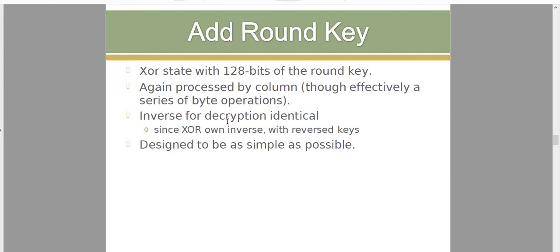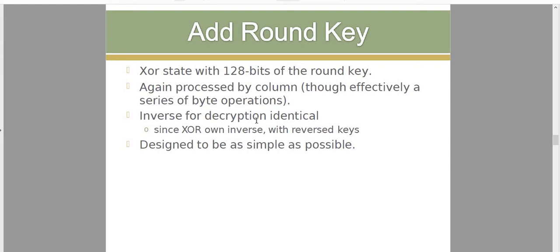The next step is add round key. Here we have to XOR the state with 128 bits of the round key, again processed by column, efficiently, as a series of byte operations. The inverse for decryption is identical, since XOR is its own inverse, with the reversed keys, designed to be as simple as possible.